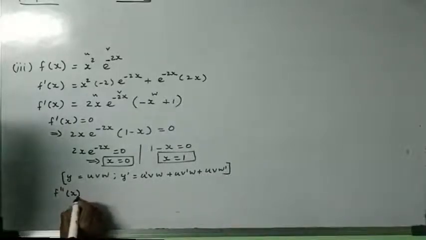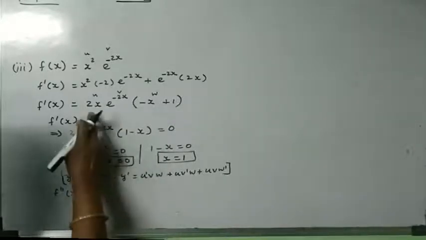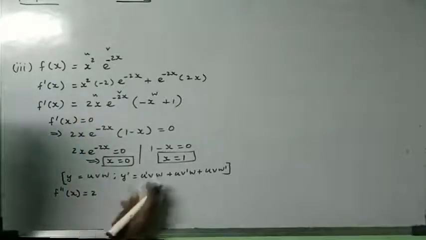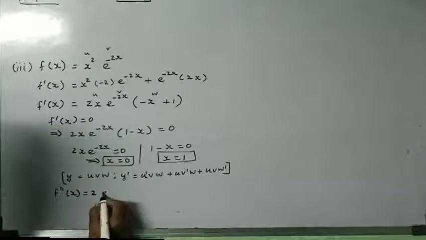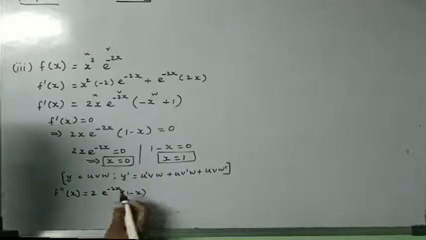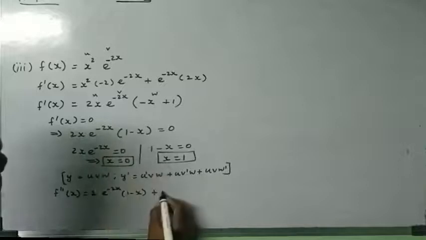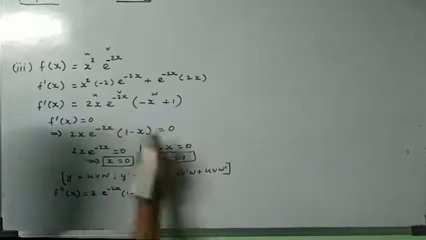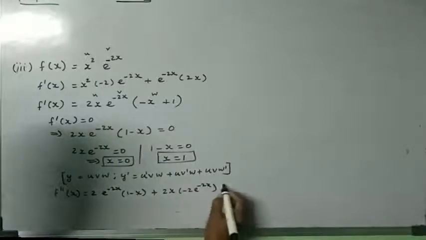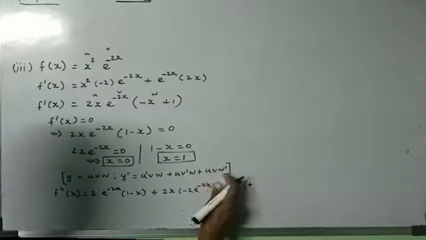F double dash of x is equal to, take u, v, w. So u dash v, w. Now u is 2x, differentiate, it is 2. V and w we can write as they are. So e power minus 2x into 1 minus x as it is. Plus u, v dash w. u we can write as it is, v differentiate gives minus 2 e power minus 2x, w we can write as 1 minus x. And then plus u, v, w dash.